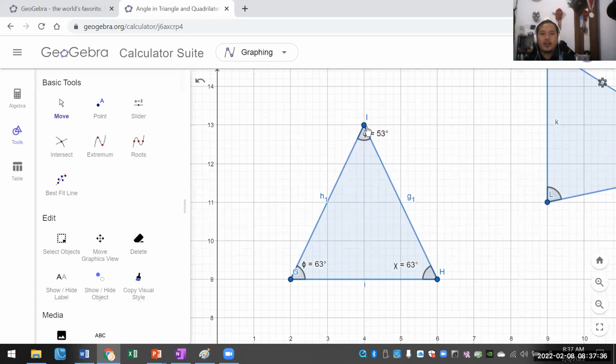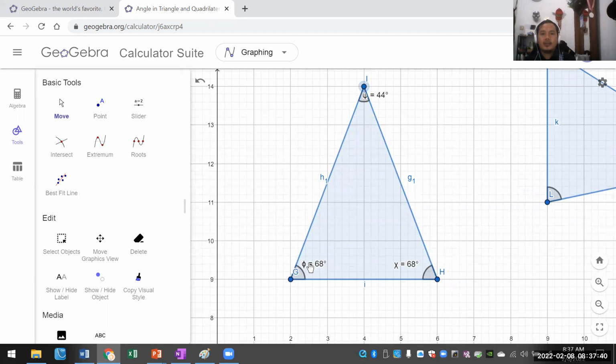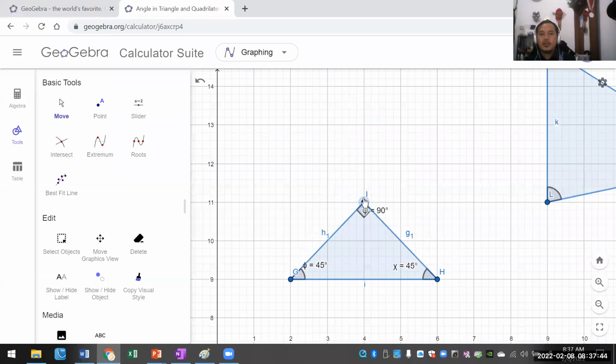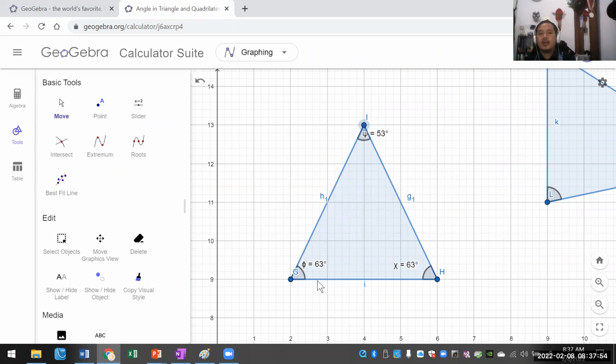If I move this point, for example I raise it a little bit up, the bottom angles are still the same, 68. If I lower it down, like this, they are the same again, 45. So it will always have, what do you call it, they will always be the same, guys. The angles in here.